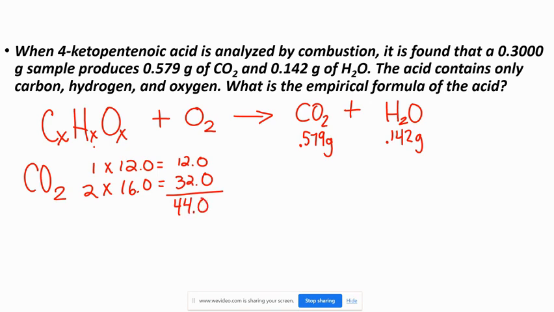Then I'm doing percent composition. What is the theme for any percent? Part over whole. So I'm going to take each of these parts and divide them by the whole. 12 divided by 44, you should get 27.3%. And then this other one is going to be 72.7%.